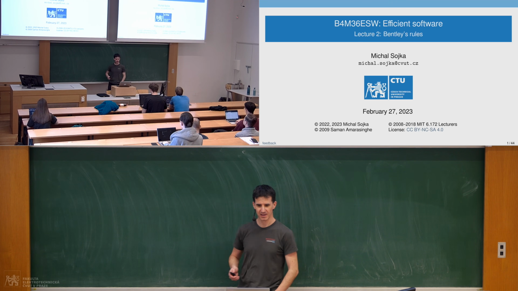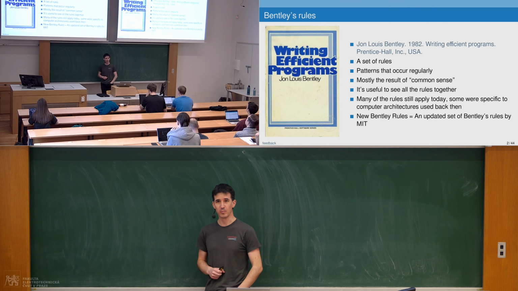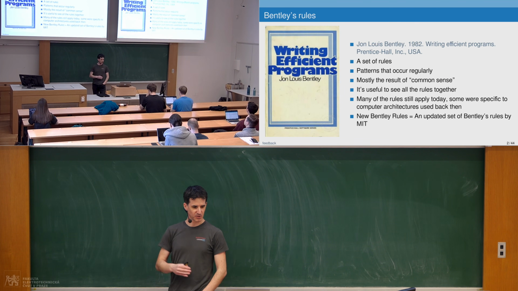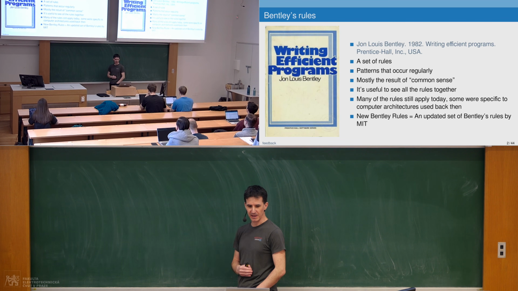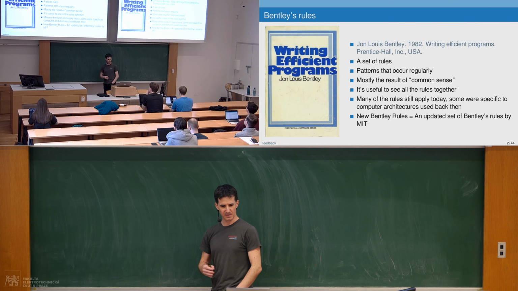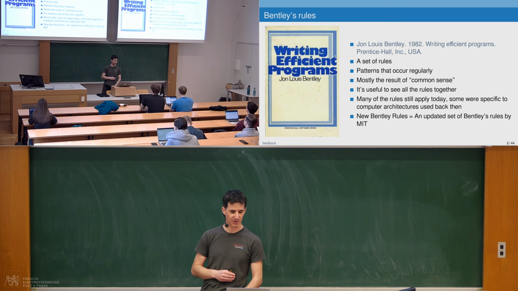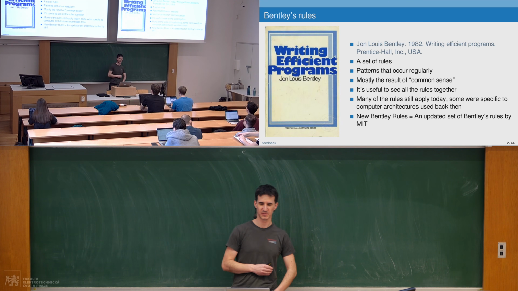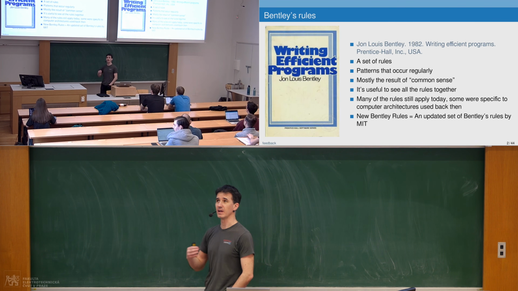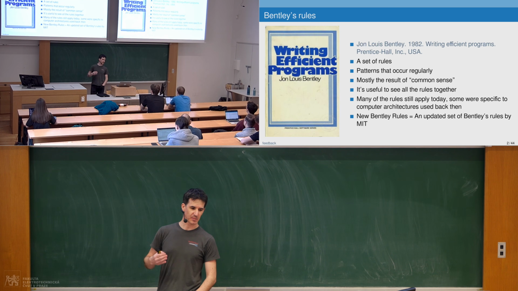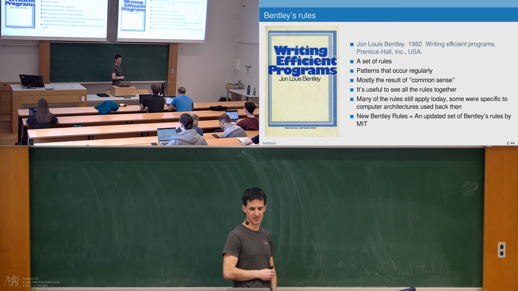Bentley rules. What is Bentley rules? It is a book. Or actually, it's not a book, but the rules were written in a book. The book was written by Jon Bentley in 1980-something, and it was called Writing Efficient Programs. And in that book, the author wrote several ways how programs can be optimized and how programs can be written so that they are fast.